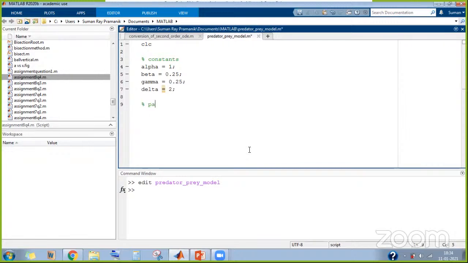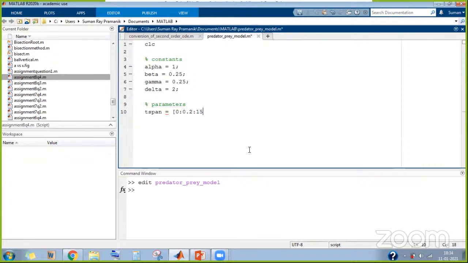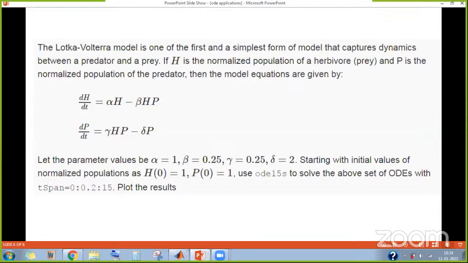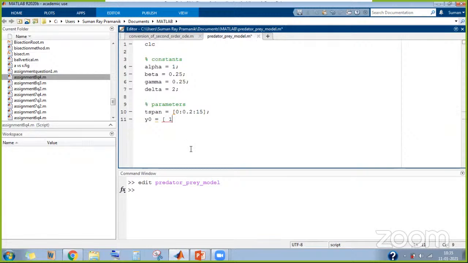Now let us give the parameters that were also given, like the t span, that is the time span, from 0 to 15 with an interval of 0.2. And my initial conditions, both were 1 here. Then it will be better to use 10 actually. I mean, 1 is too small a number for a population. So let's do it for 10.